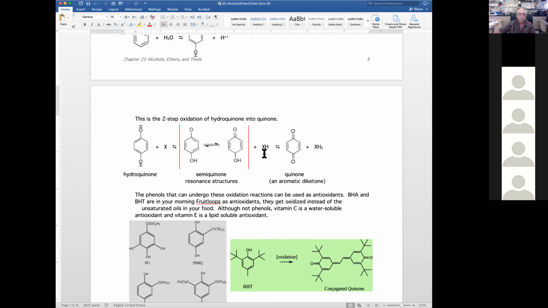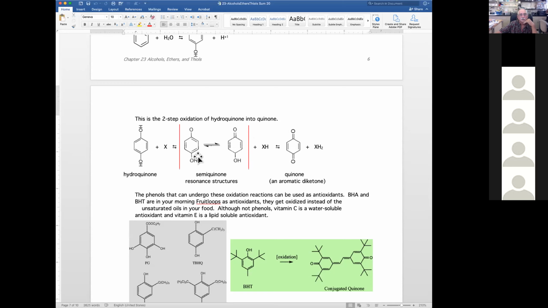But if you just leave it long enough, it simply goes all the way and you get what's called a quinone. So what is a quinone? It's actually a diketone. So here's a ketone and here's a ketone. So a semiquinone is a ketone. Okay.